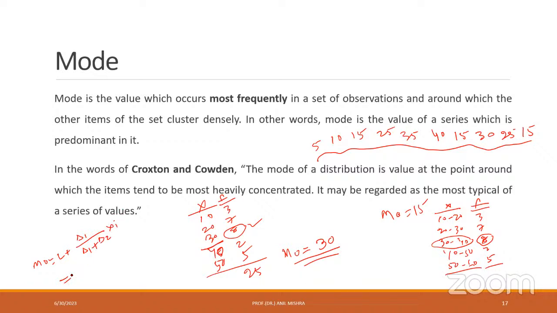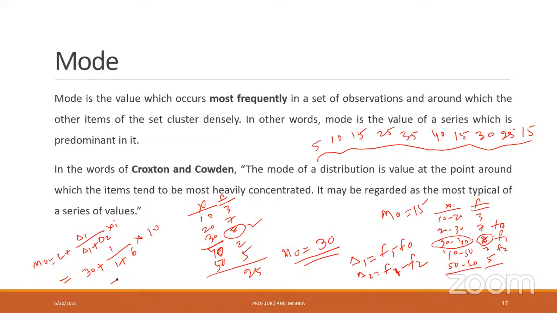But what is the value of delta 1? Delta 1 is nothing but f1 minus f0. f1 is the highest frequency, the one before it is f0, and the one after it is f2. So the preceding frequency is 7, the succeeding frequency is 2, and the modal frequency is 8. And delta 2 can be calculated as f1 minus f2. So delta 1 is 8 minus 7, which is 1. The lower limit is 30. Delta 2 is 8 minus 2, that is 6. And the class difference is 10.